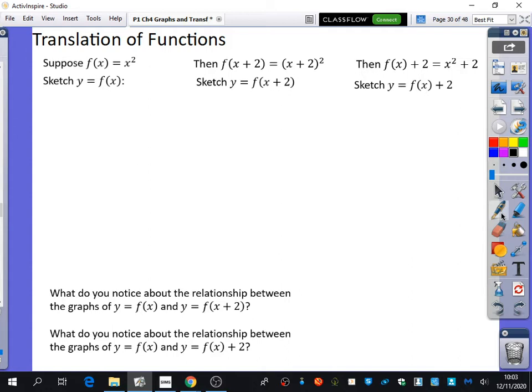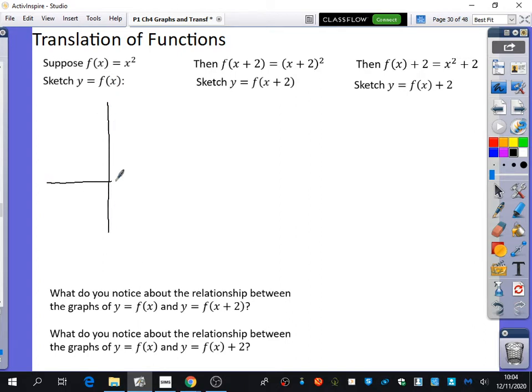So I've got a few different things we're going to think about here, and we're going to think about how these graphs have changed. And then we're going to do a demonstration on Desmos as well. So suppose that f of x is equal to x squared. That means whatever your input is, you're squaring it. And it wants you to sketch y is equal to f of x. In other words, sketch y equals x squared.